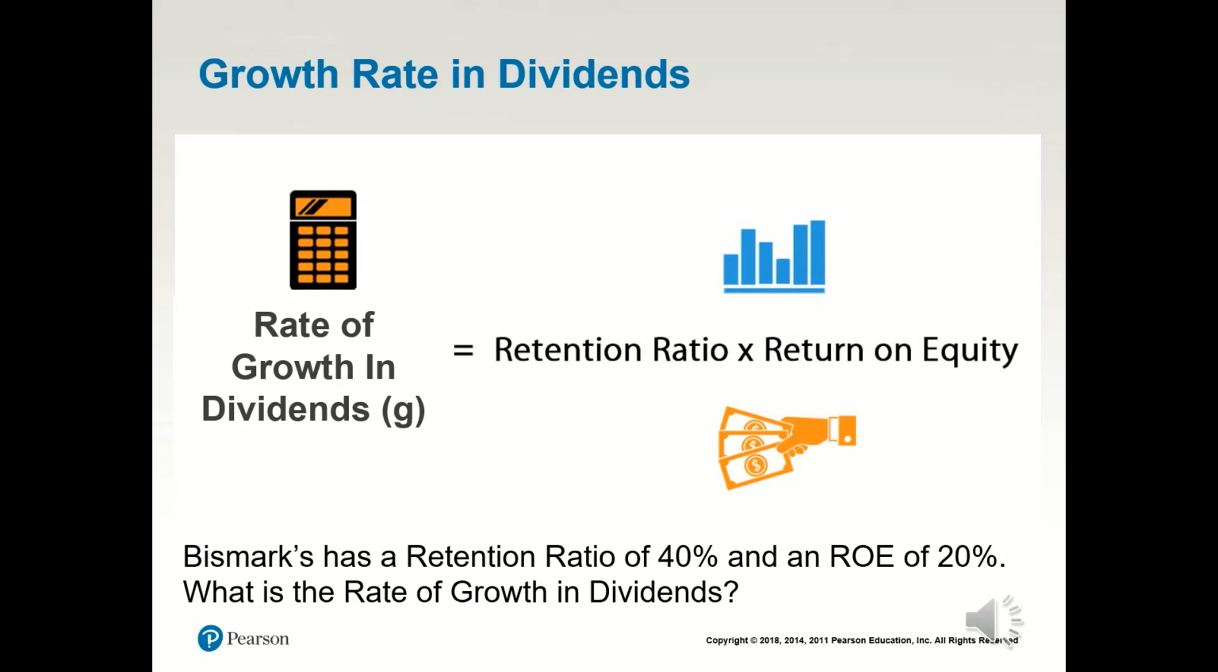Let's look at Bismarck's. It has a retention ratio of 40%. That's the percentage of income that is retained in the business. It also has a return on equity of 20%. Calculate the growth rate of these dividends.